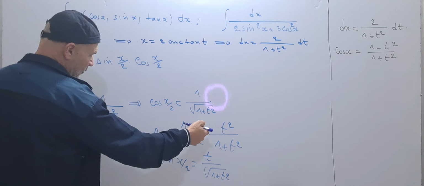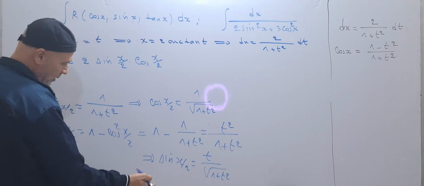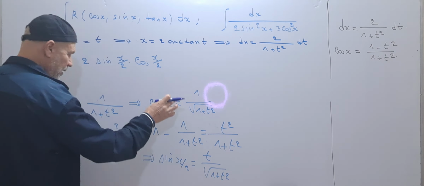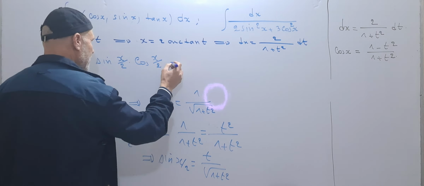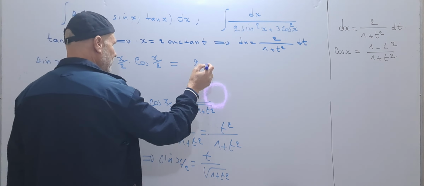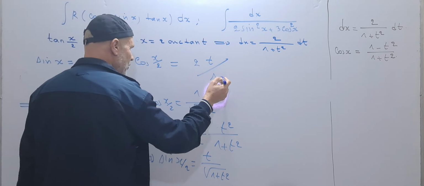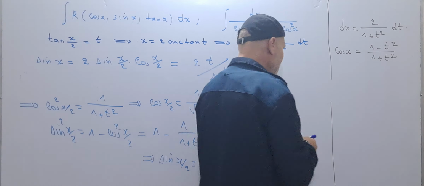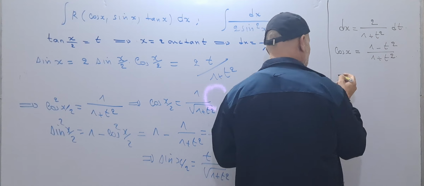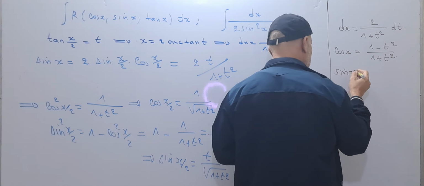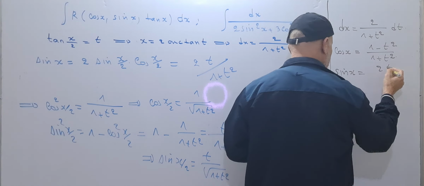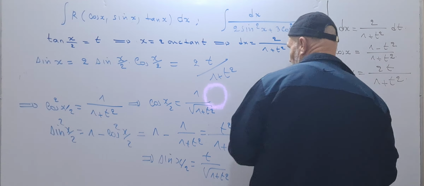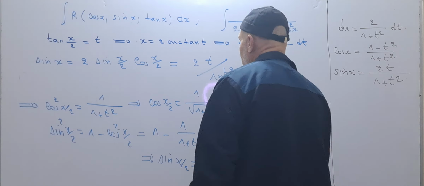And from these two equations, the product is equal to 2t over 1 plus t square. So here we have sine x equal to 2t over 1 plus t square. How about tangent x?